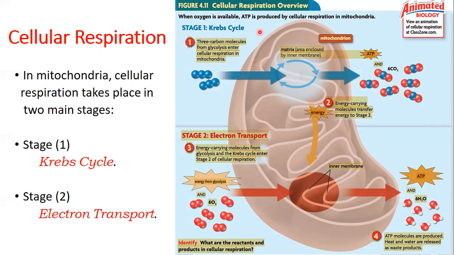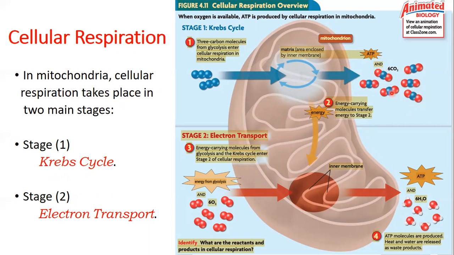We have here stage one, the Krebs cycle, with two phases. Number one, the three-carbon molecules from glycolysis enter cellular respiration in the mitochondria. So these are the three-carbon molecules. They are in the matrix, the area enclosed by the inner membrane of the mitochondrion.